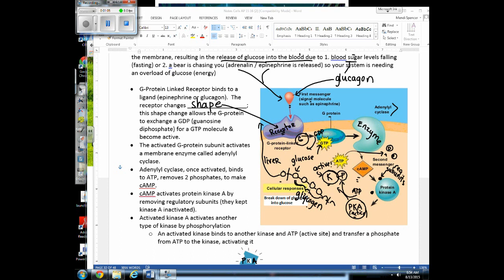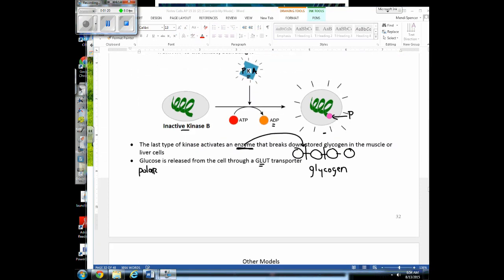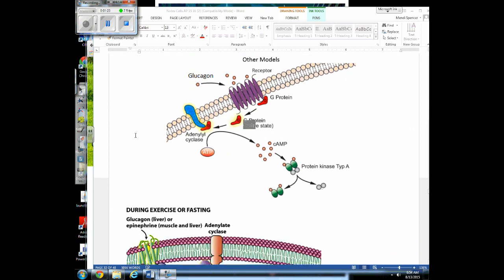Now, I want to show you two more models that show this process, because I can guarantee that you're not going to have a diagram on your quiz or your test that looks just like this diagram. There's so many different ways that you can model this signal transduction pathway. So take a second to run through this top model here and see what features it has in common with the model or the diagram that we just discussed.